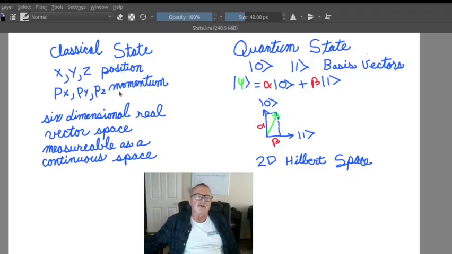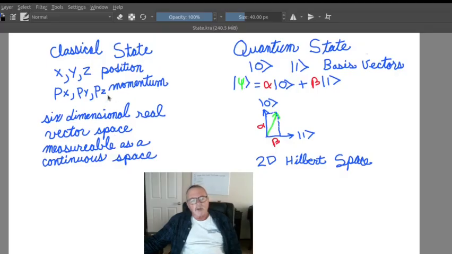Let's see if this helps out. Classical state. Well, what's a classical state? Well, we got three dimensions, x, y, z for position. And if we have momentum, the forces that drive that position to do different things, those are at an x, y, and z. That's a three-dimensional vector quantity. So this really ends up being a six-dimensional space.